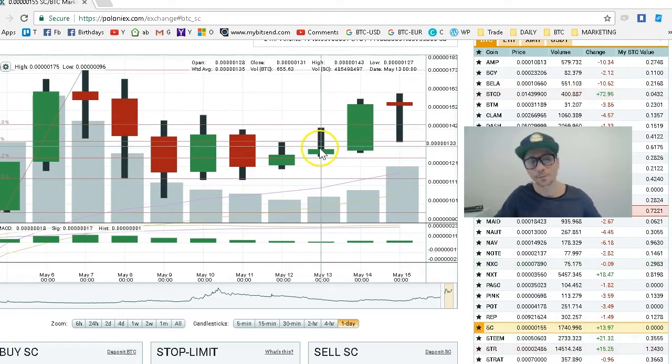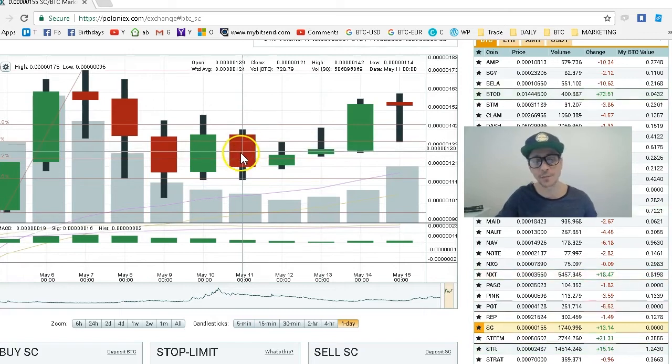So we have red candles. These are the bearish candles.